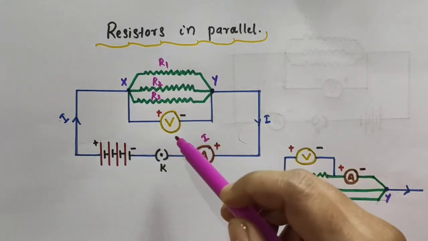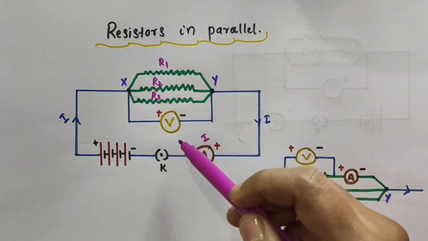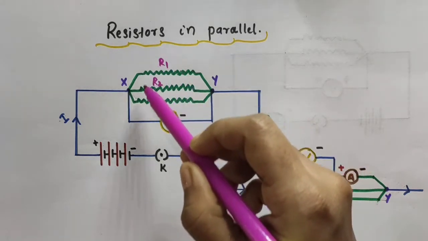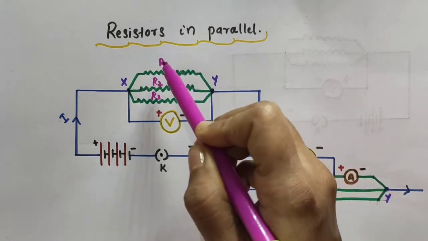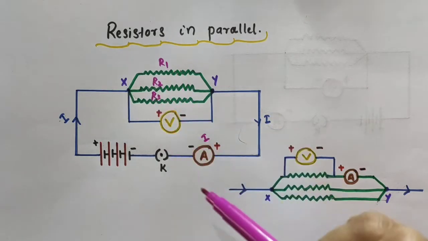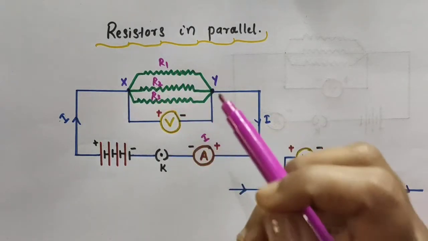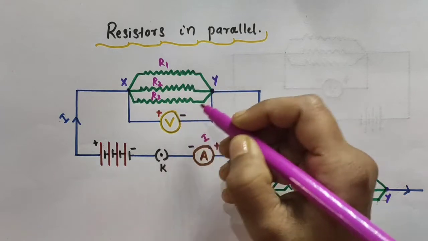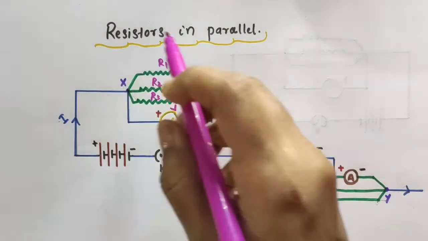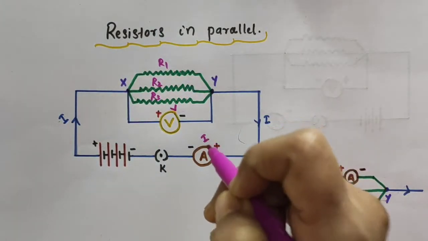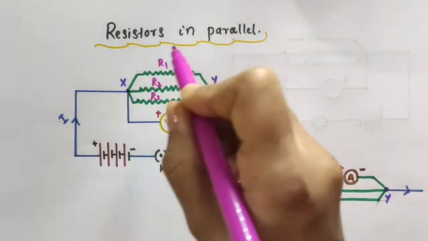Okay, the voltmeter will give us the potential difference across the parallel combination of three resistors having resistances R1, R2, R3 respectively. Now let the reading shown by this voltmeter be capital V. So when the circuit is closed, current starts to flow through the circuit and the ammeter shows a reading I. That is the current which is flowing through the whole circuit.